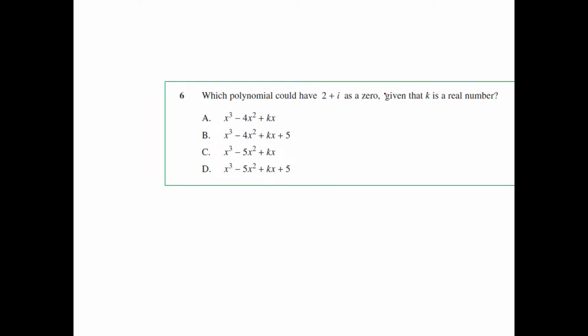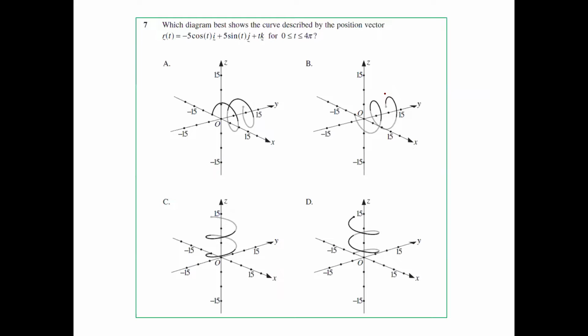Question 6. Which polynomial could have 2 plus i as a zero, given that k is a real number? The most common response is A, then D, then B, and then follows C. And the correct answer is A. Question 7. Which diagram best shows the curve described by the position vector between 0 and 4 pi? The most common response is D, then C, then B, and the least is A, and the correct answer is D.